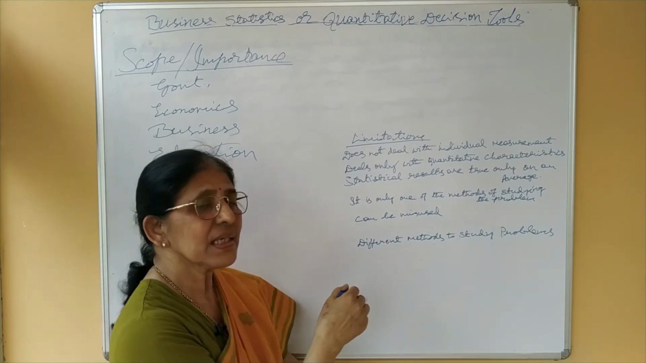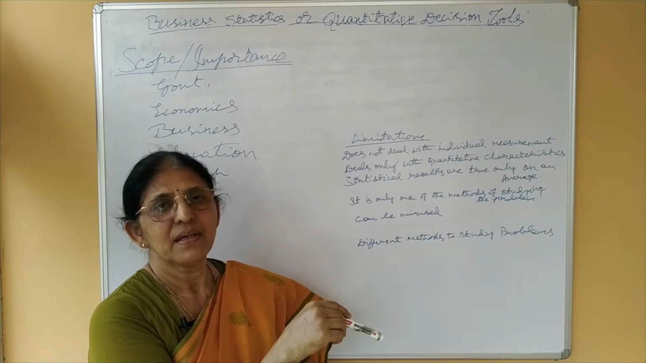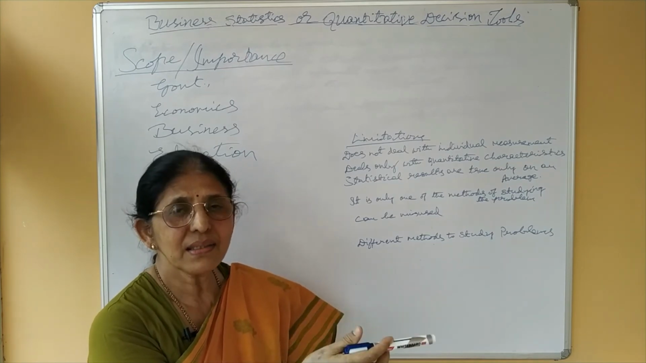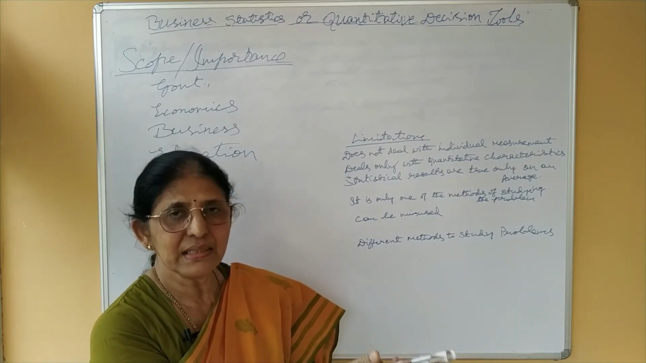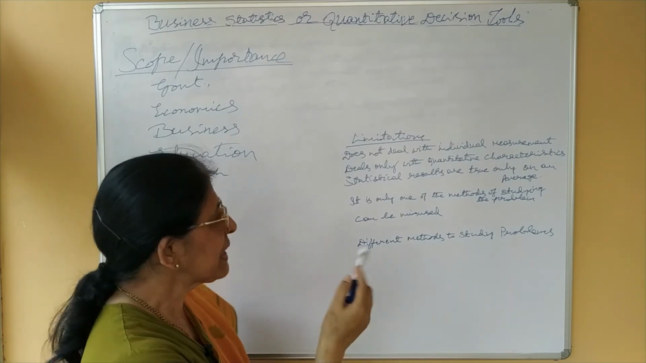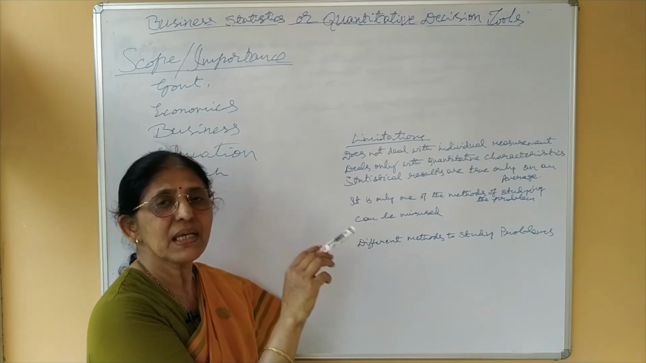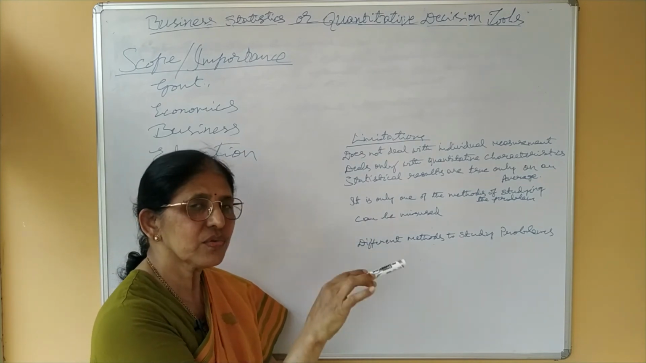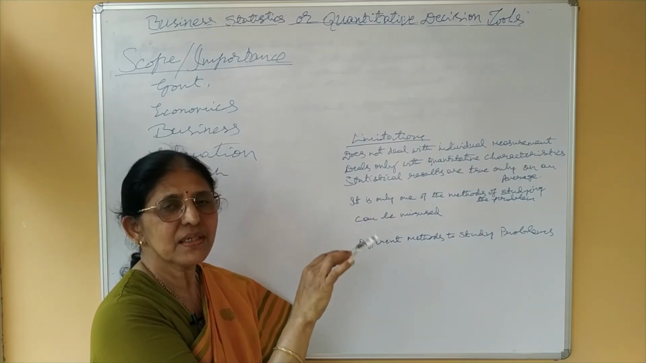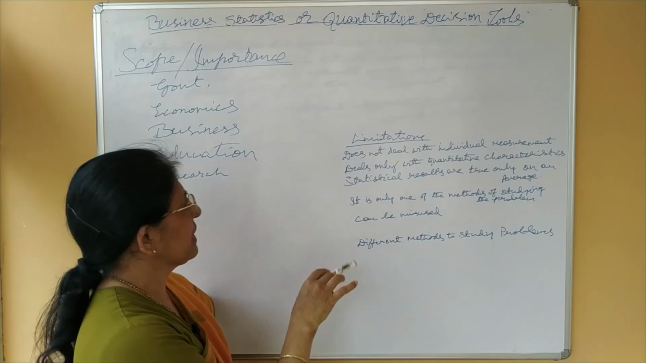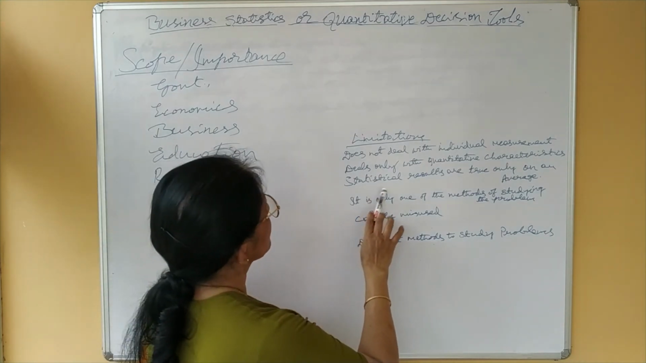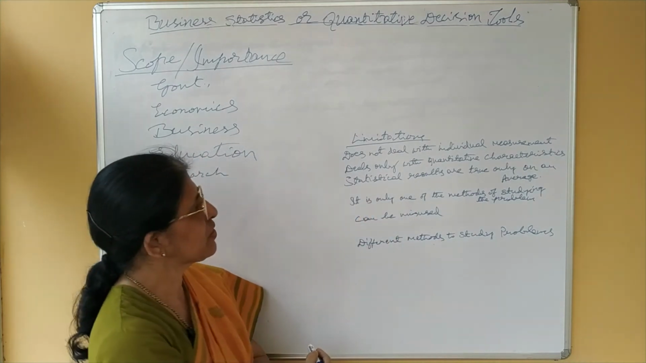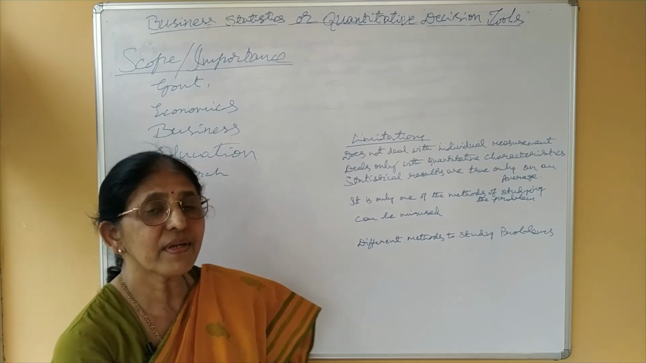Intelligence can be measured by awarding marks in the examination. Therefore, intelligence may be measured in terms of marks, and that can be considered. That means to a certain extent that limitation is overcome. Okay. Then another one is that statistical results are true only on an average.